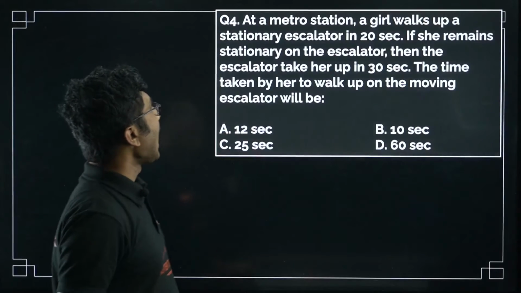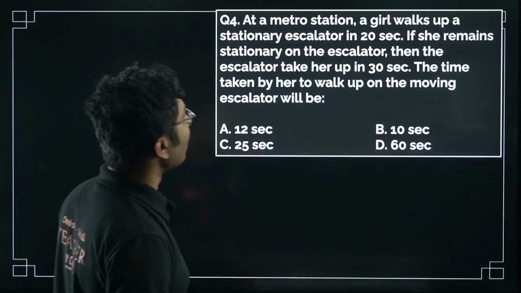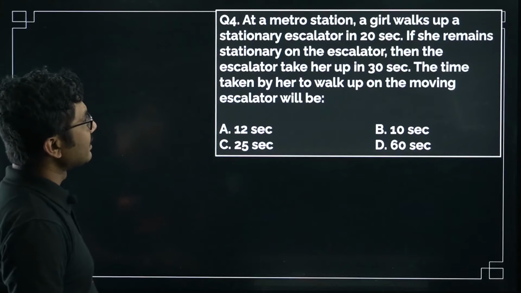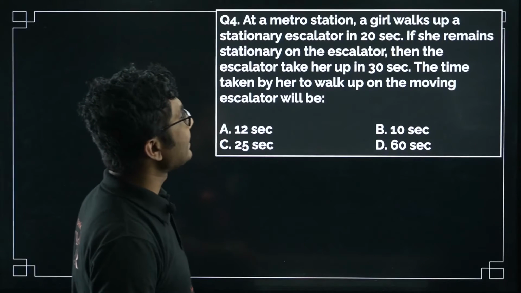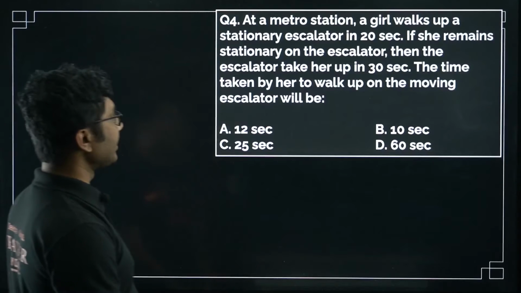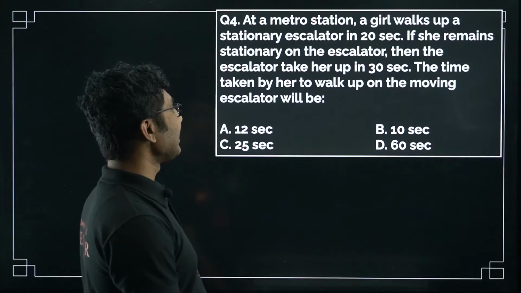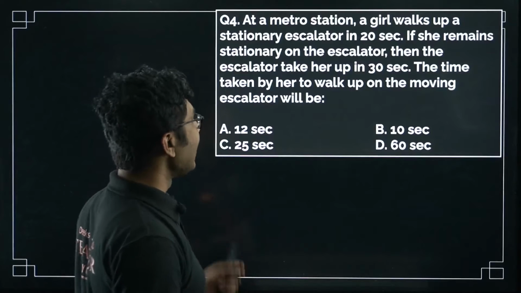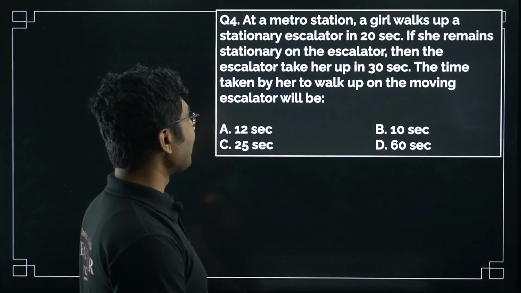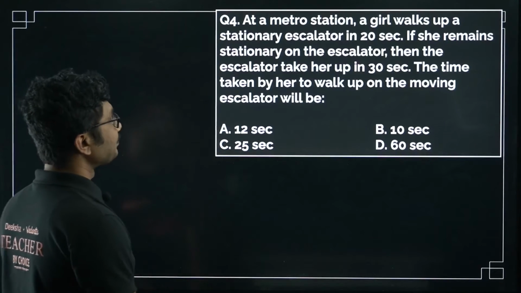Now next, at a metro station a girl walks up a stationary escalator in 20 seconds. If she remains stationary on the escalator, then the escalator takes her up in 30 seconds. The time taken by her to walk up on the moving escalator will be.